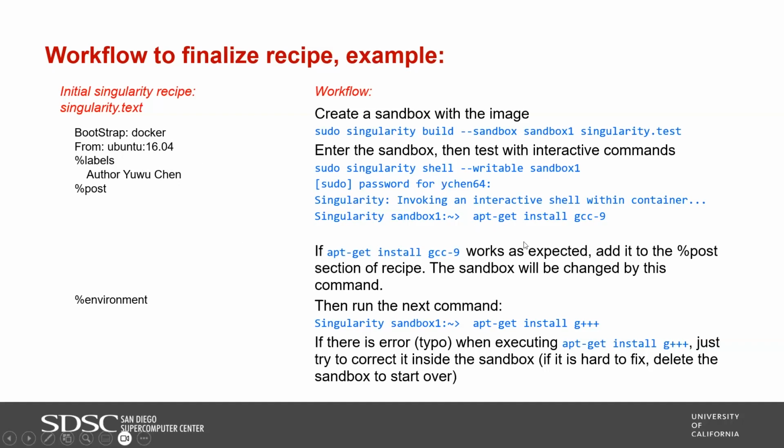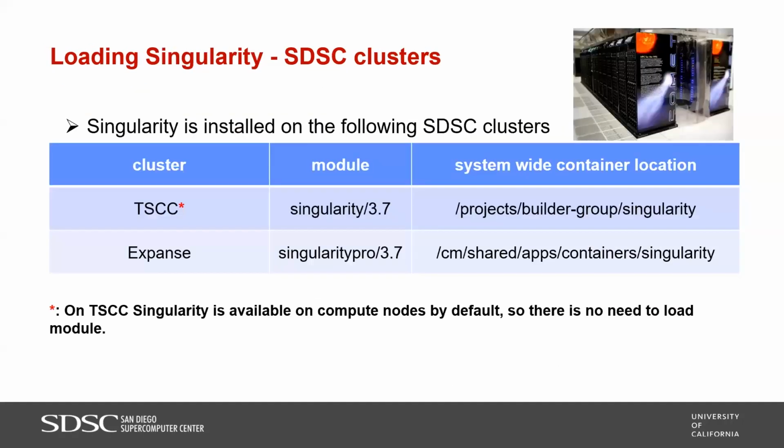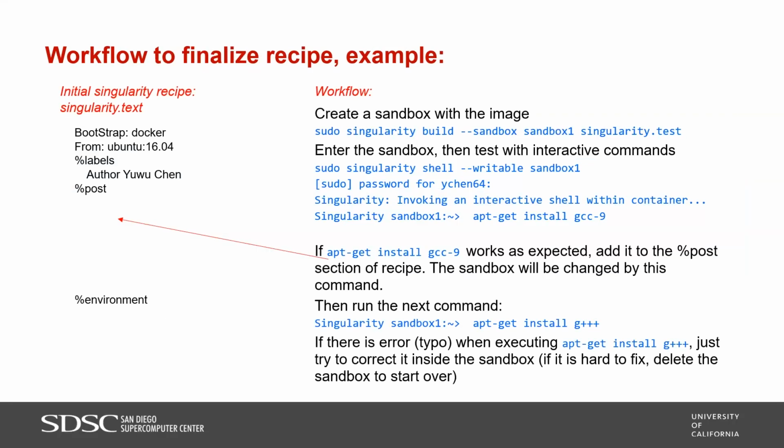And for example, I then try to install GCC 9. If this command apt-get install gcc-9 works, then I add that command line into my recipe. If it doesn't work, for example, it has some typos, or if the GCC version is too new to be installed in Ubuntu 16, I will get some errors, and I will then try to fix that error. That's the way we build our Singularity image.